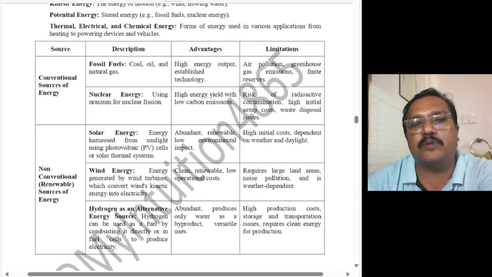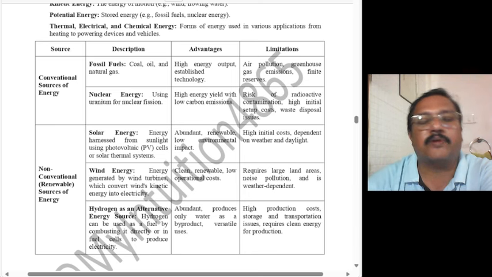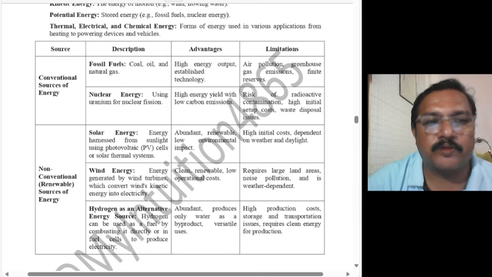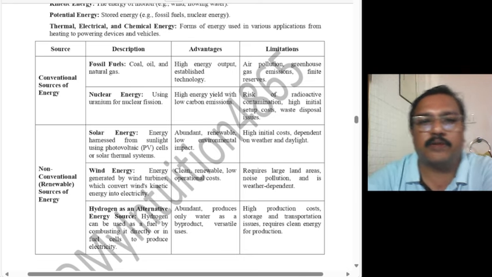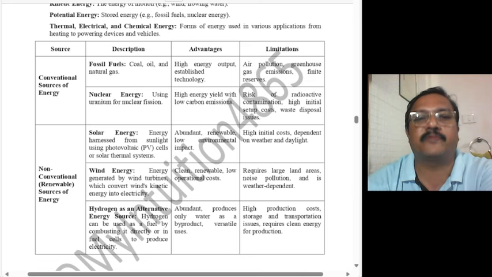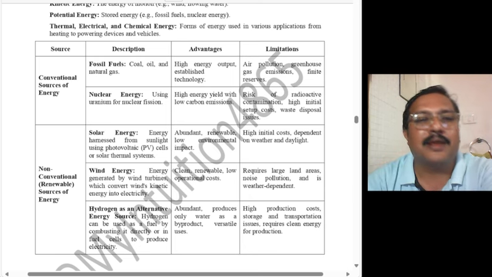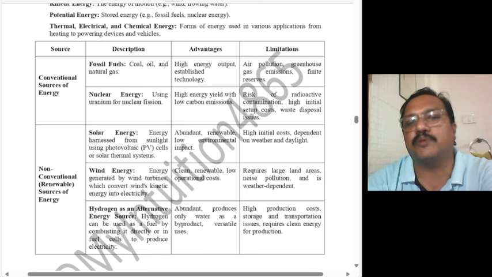Fossil fuels include coal, oil, and natural gas, which are found underground and have a high amount of energy stored in them. The advantages of fossil fuel: it produces a lot of energy and we widely use it even now. And we have developed technology over many years to extract and use them efficiently. Limitation: burning fuel causes air pollution.